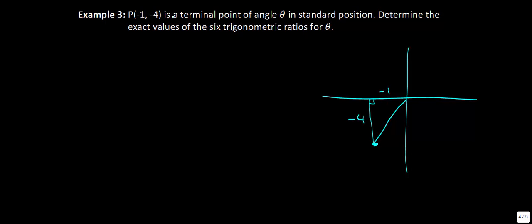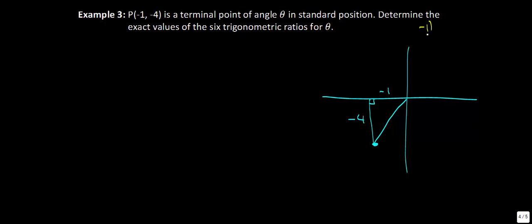Let's see what the question's asking. That point is a terminal point of an angle theta in standard position. Determine the exact values of the 6 trigonometric ratios for theta. So once exact values, that means we're not going to really need to use your calculator for this. It means they don't want any rounding. Because I know that this is -1, this is -4, it would follow that I could figure out what the hypotenuse is by just using Pythagoras, so I'll do that.